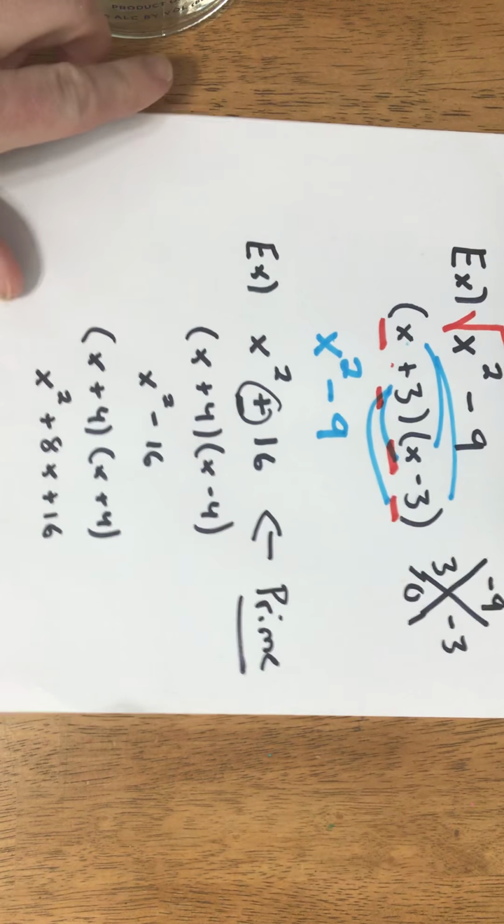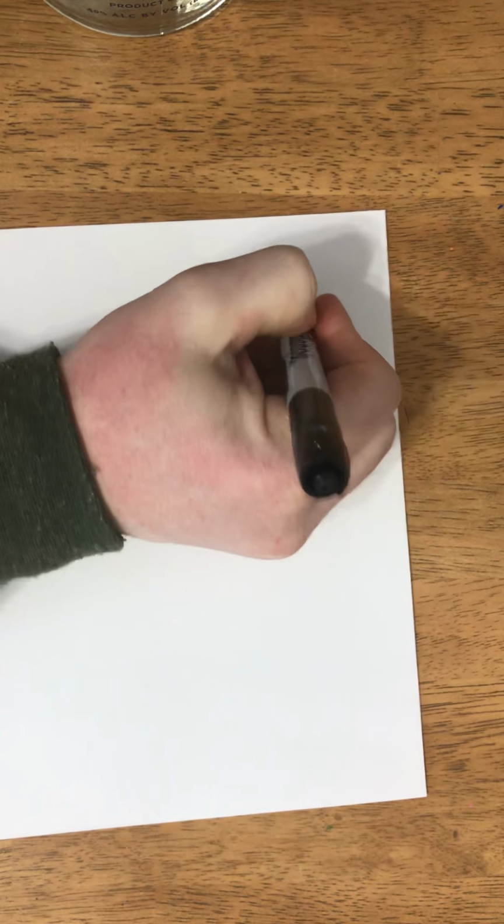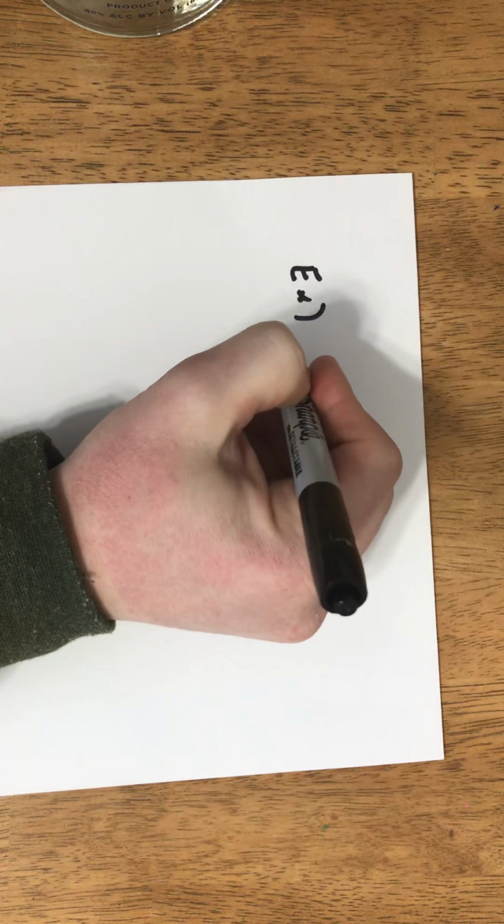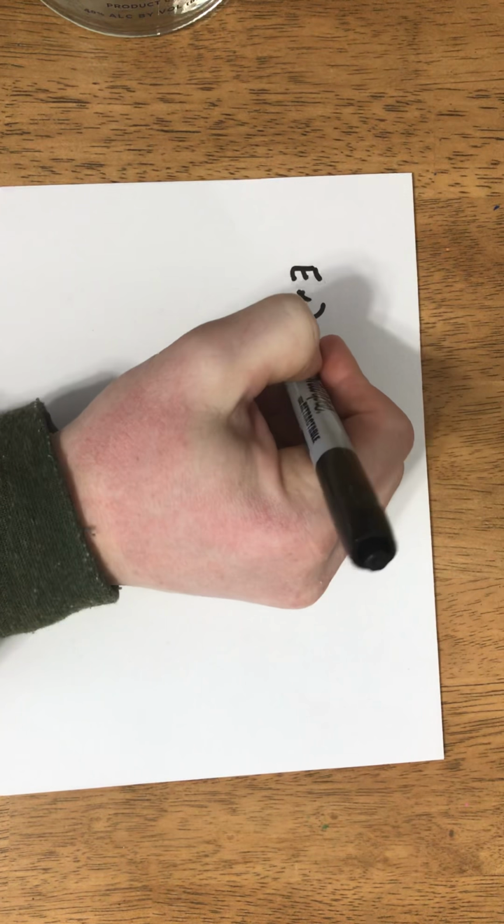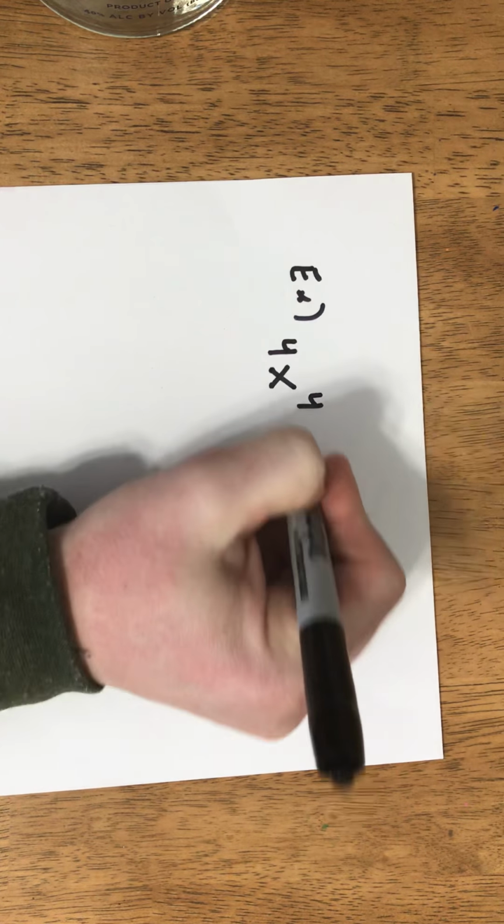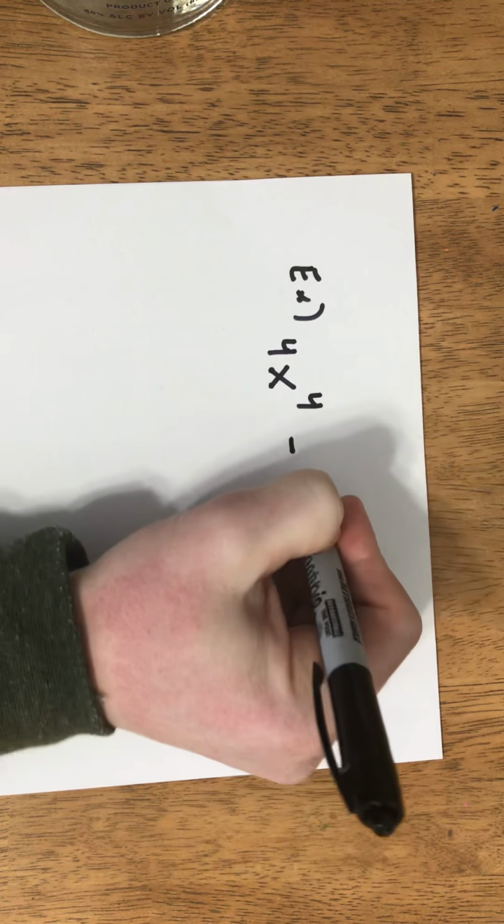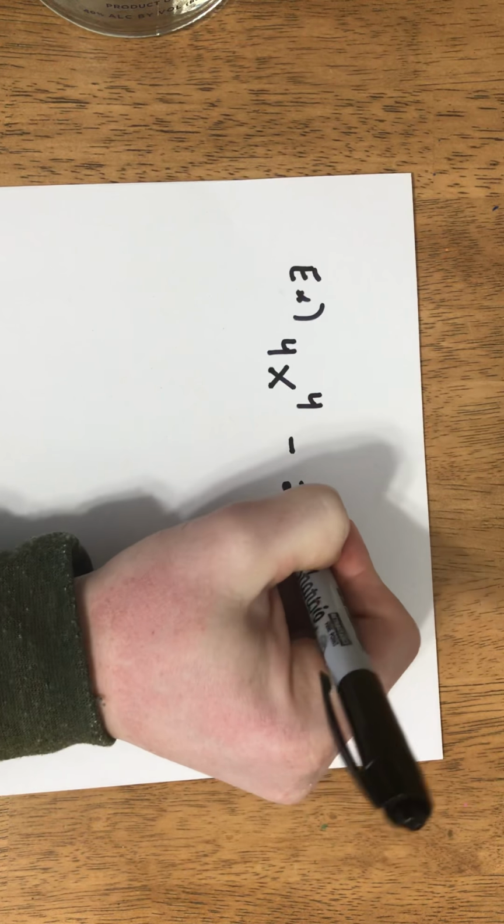All right, we are going to talk today about some slightly more difficult problems that are differences of perfect squares that are not prime. So for example, ones like 4x to the fourth minus 25.